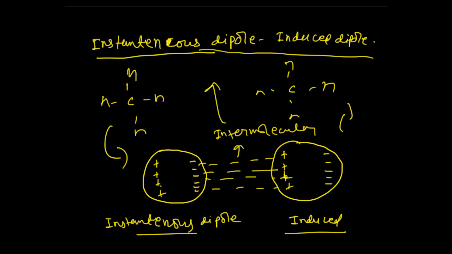So these are the four types of intermolecular forces you need to learn in this chapter: hydrogen bond, permanent dipole, induced dipole, and the last one, instantaneous dipole, induced dipole. So I'll meet you all in the next tutorial.